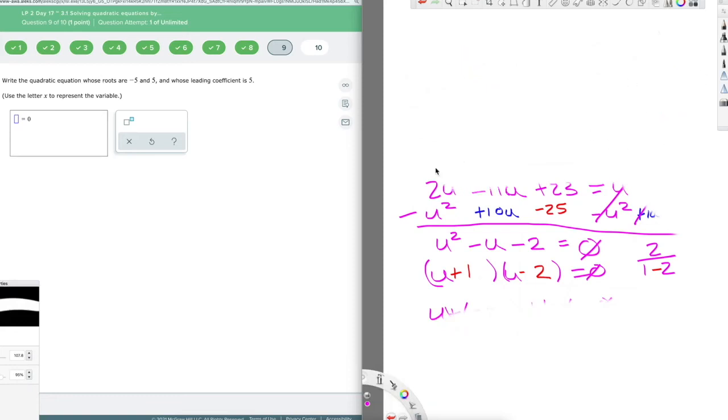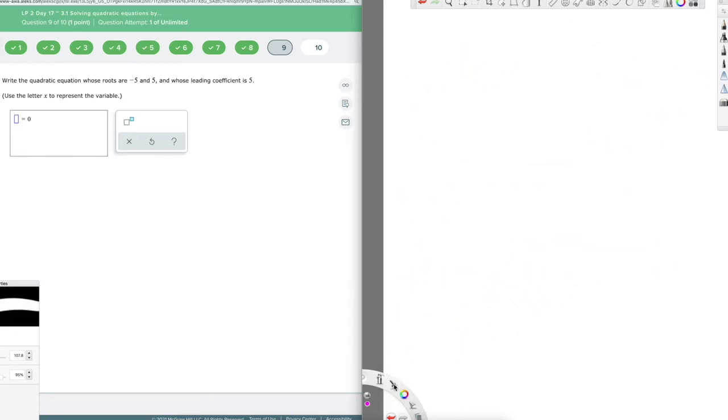Okay, so now we're going to go backwards from what we've been doing. We're going to write the quadratic equation whose roots are -5 and 5 and whose leading coefficient is 5. So we want to go back and undo what we've done, because we're going backwards. Now I know that x equals -5 and x equals 5. They're telling me that those two pieces are my roots.